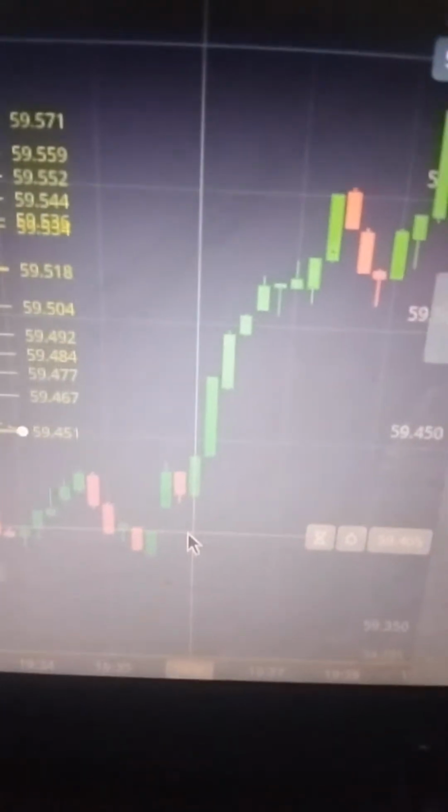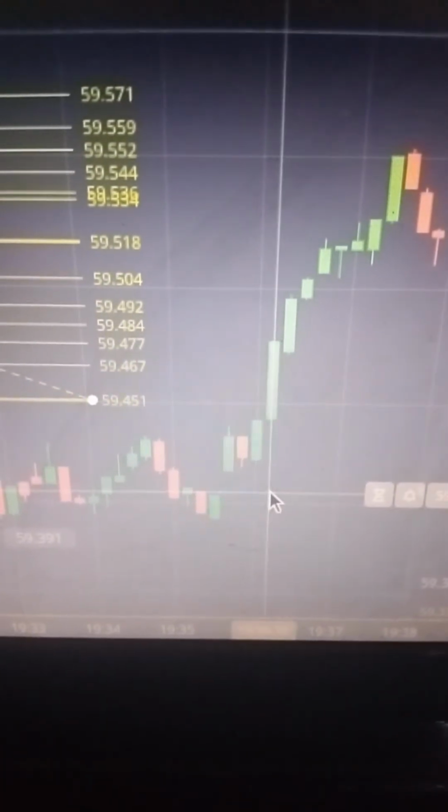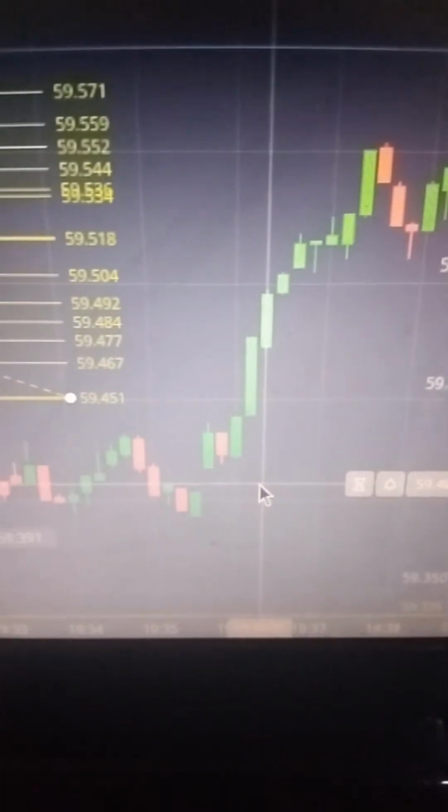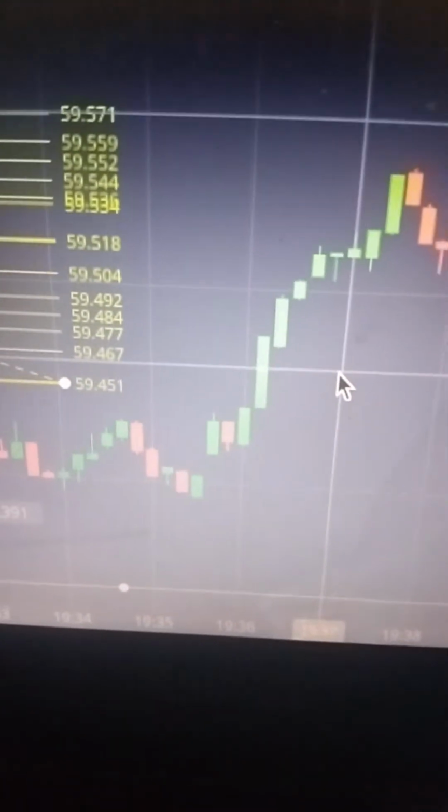So we want the price to come down to what? To come down to what? The OTE, optimal trade entry. But that didn't happen. We left the gap, and that gap was unfilled.